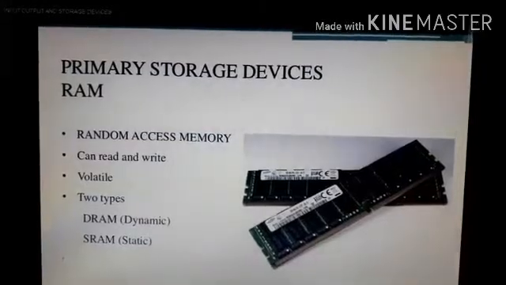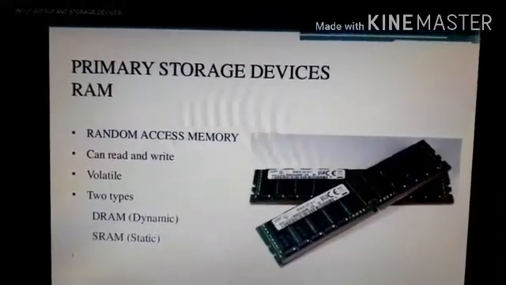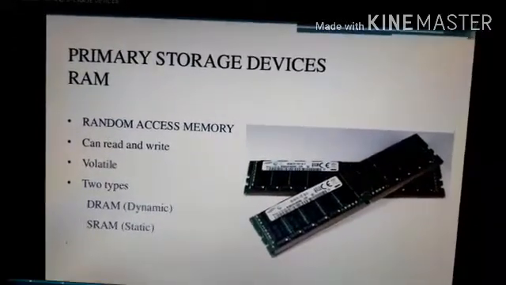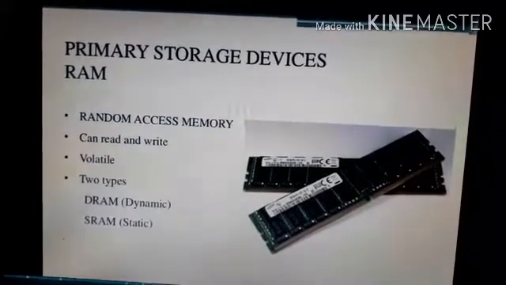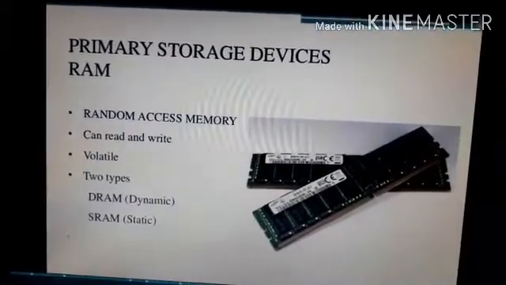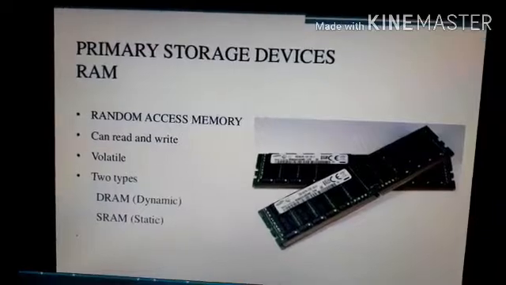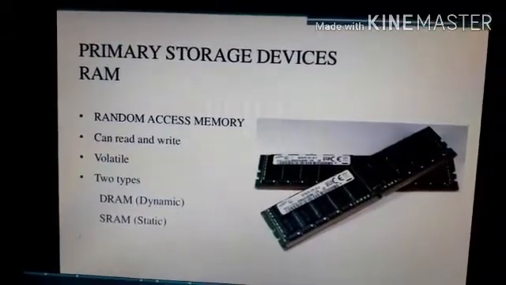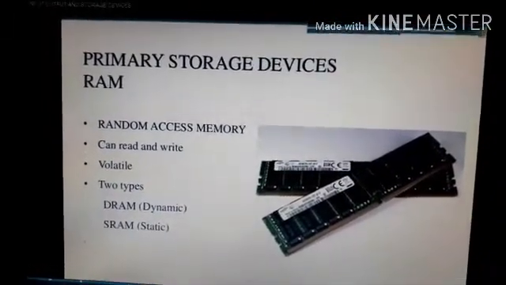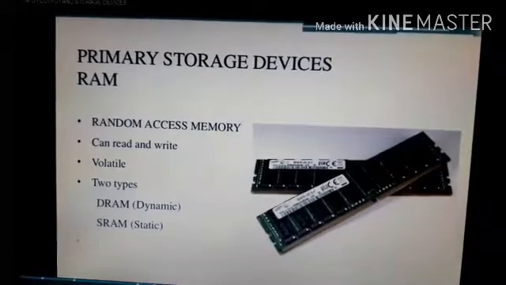First, primary storage memory. RAM's full name is random access memory. Can read and write. It is a volatile memory. Two types are there: DRAM or SRAM, dynamic or static. What does RAM do? It is a temporary type of memory.